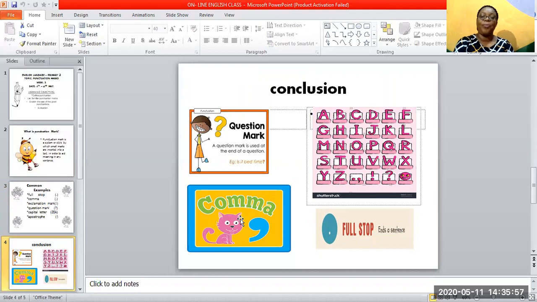Comma is a pause. It separates a collection of things in a sentence. It segments things in a sentence. Are we clear? So when you read your comma, it places a tiny pause on what you're reading before you continue. Are we clear on that?